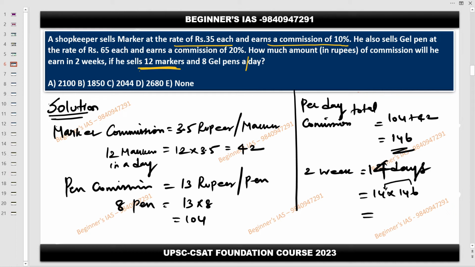Don't multiply fully. First of all, check with the unit place, then check with the options, then go with the elimination method. Simple. 6 4s are 24. The unit place is going to be the 4. Which one? C is the answer. Understood?